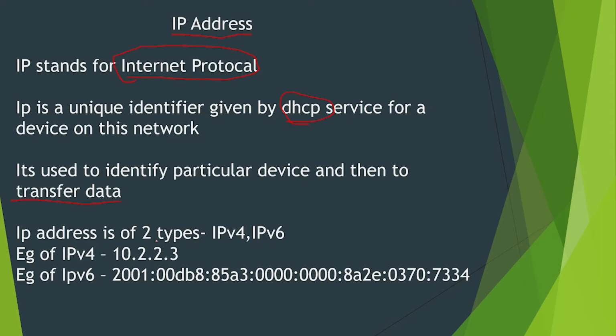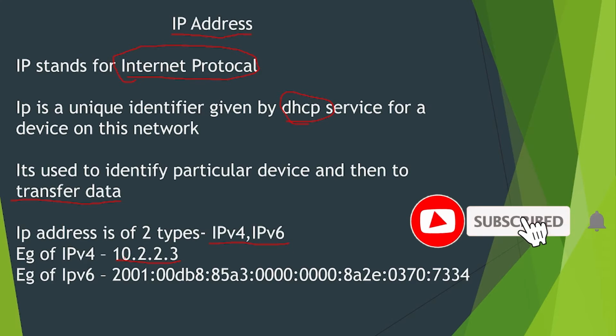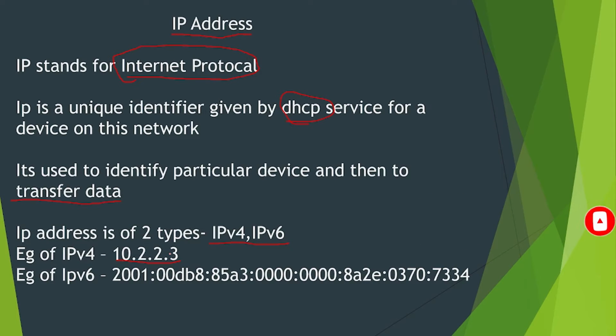IP addresses are of two types: IPv4, version 4, and version 6. Version 4 consists of 32 bits, in four groups of eight. Version 6 is 128 bits. Version 4 is not enough for the people across the globe, so they created version 6, but most people are still using version 4 on older devices. The new devices are coming with version 6.